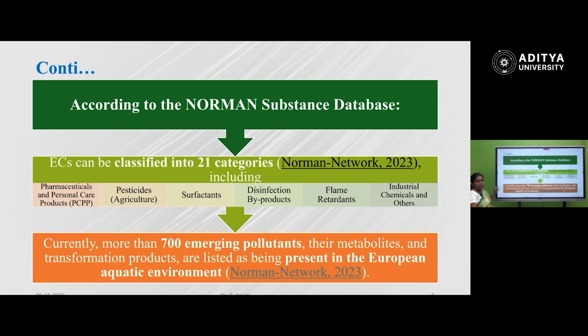Currently you can see POPs. What are POPs? Persistent organic pollutants also play a major role in the research area. Among these, they currently found 700 emerging pollutants, along with their metabolites and transformed byproducts, listed in the European aquatic environment. They are frequently updating whatever pollutants are emerging. You can go to the Norman website database, and you will get all the pollutants, and the list of priority substances is also there.